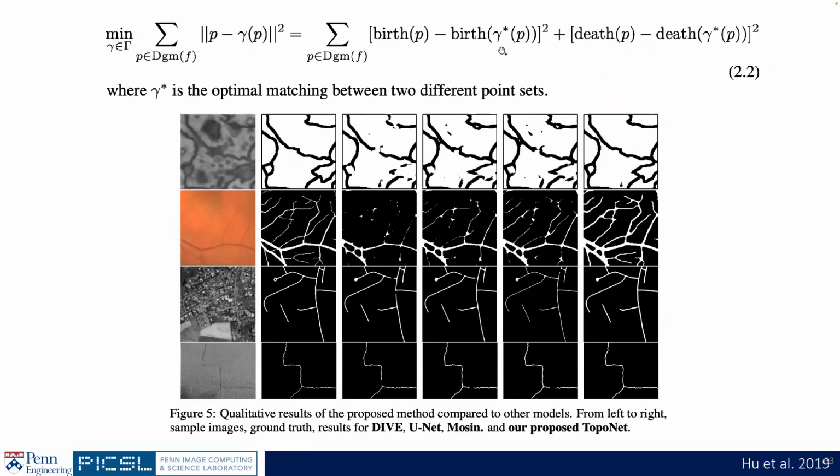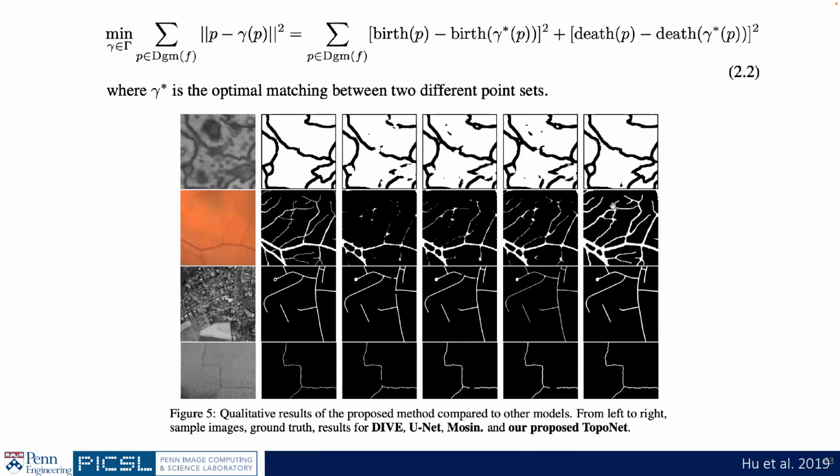You basically just take the mean square error: for every structure, you take the birth time of the predictions minus the birth time of the ground truth, right?